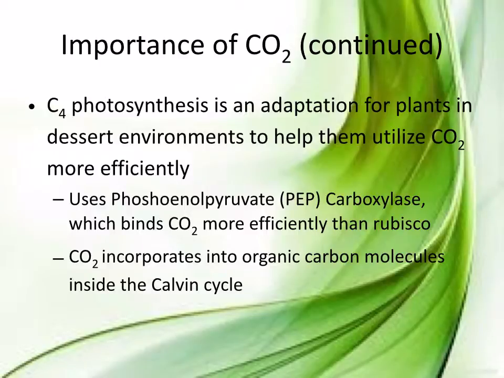So in order to account for low CO2 incorporation into the plant, C4 photosynthesis occurs. And instead of using Rubisco as most plants do, this plant uses phosphoenolpyruvate carboxylase, which binds CO2 much more efficiently than Rubisco does. So CO2 incorporates into organic carbon molecules inside the Calvin cycle, so that's where the plant uses CO2.